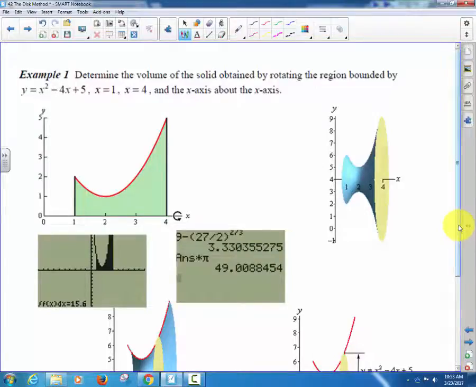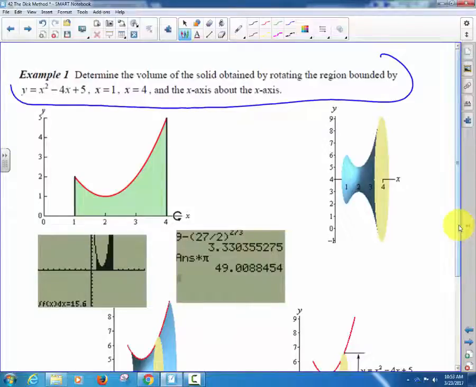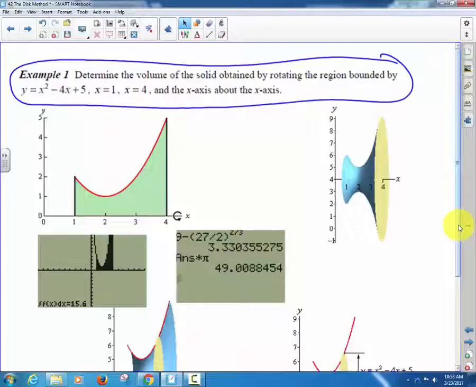Now, don't get discouraged or distracted by all the pictures I've got up here or by all the pictures you've got. Focus on the question at hand to begin with, okay? Determine the volume of the solid obtained by rotating the region bounded by this curve from x equals 1 to 4 about the x-axis. Okay? So this first picture here that's got the curve in red and the green shaded in, that's our flat picture of this. So we're going to take that and rotate it around.